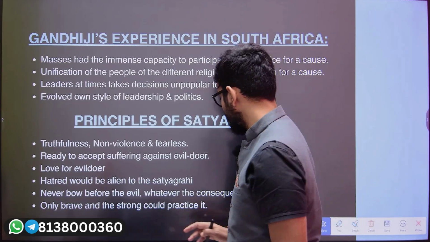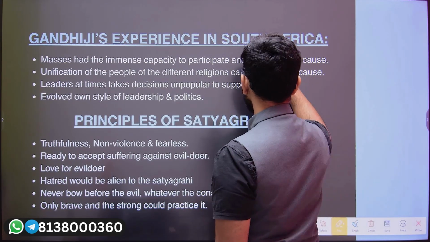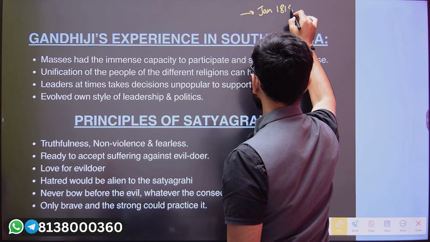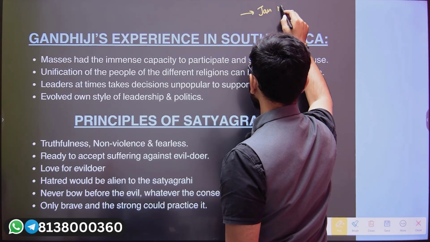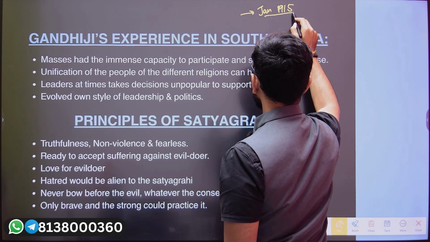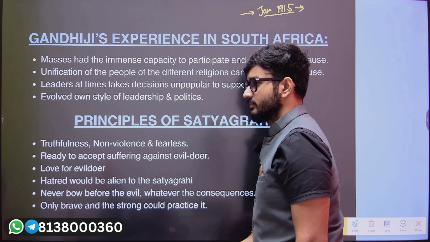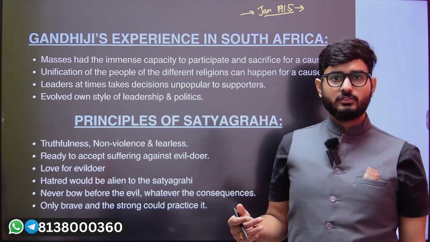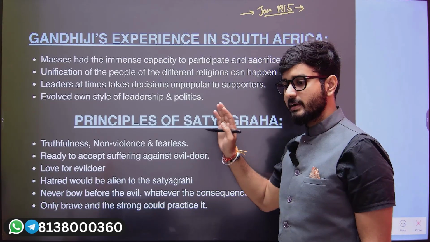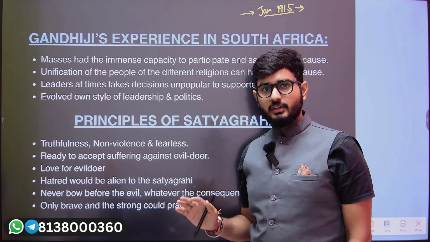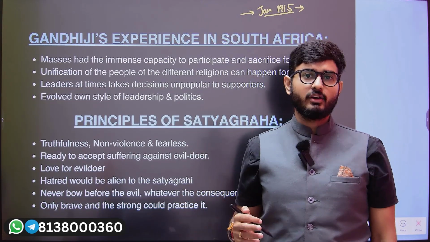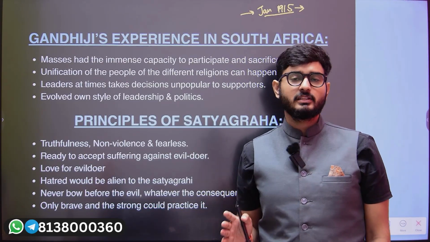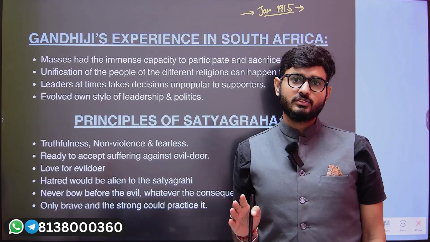In January 1915, Gandhiji comes to India. When Gandhiji comes to India, after spending 20 years in South Africa, he had developed his own way of political activism, and he had tried and tested the method of Satyagraha, which was successful in South Africa.